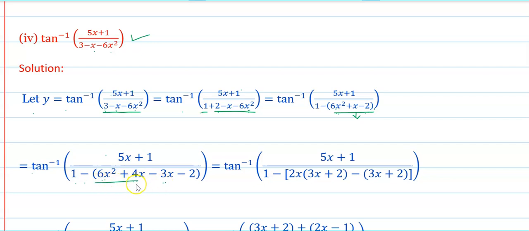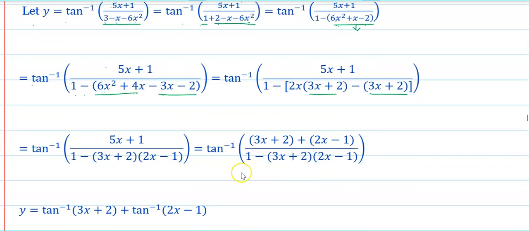Now what is common from these two? 2x is common. From these two, minus 1 is common. If you take 2x as common, then in bracket 3x plus 2. If you take minus 1 common, then in bracket you have 3x plus 2. Now take 3x plus 2 common. Then what is the remaining? 2x minus 1. Therefore, 5x plus 1 upon 1 minus, in bracket, 3x plus 2 into 2x minus 1.